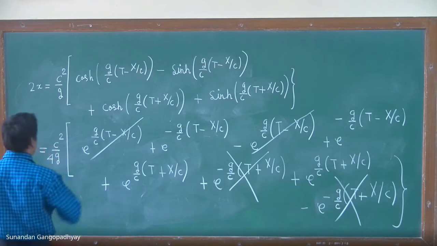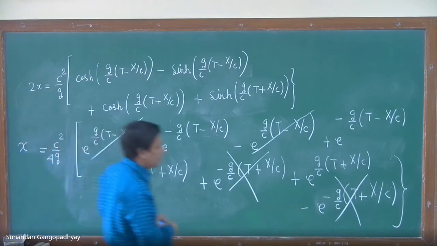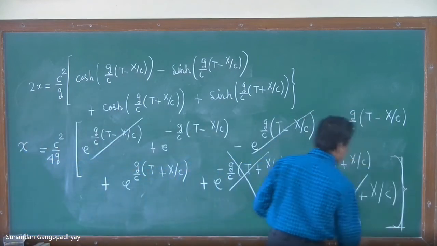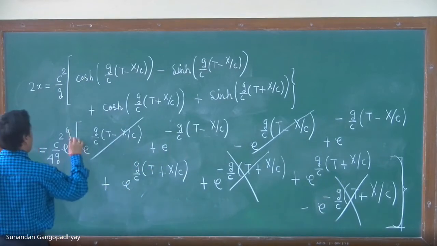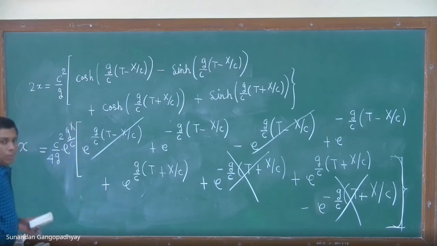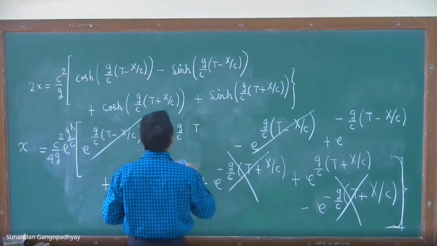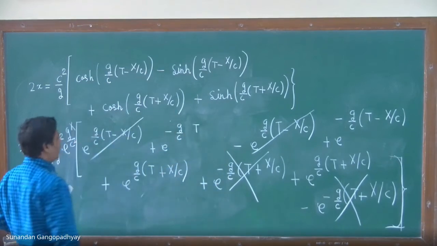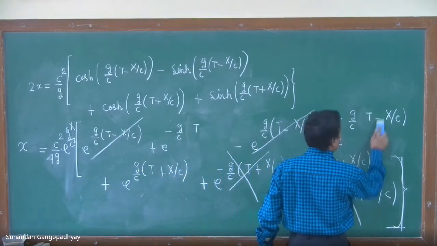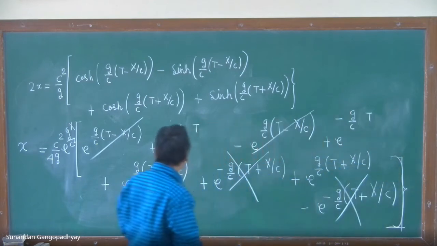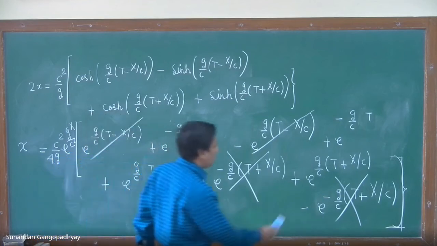so e to the power of gx by c square is common from each of the terms. You can just get rid of this. Gx by c square, that goes out. This also goes out. This one.